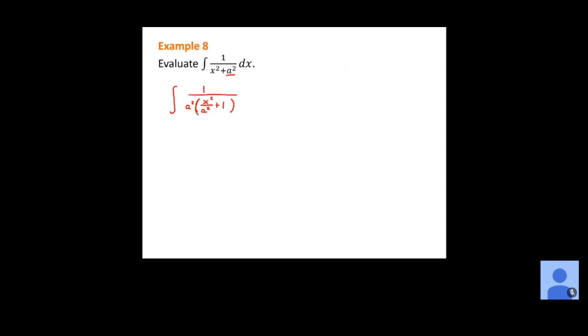Now, I also want to think of that first term as a u value that's being squared. So I'm going to write this as 1 over a squared times, and in here now I'm just going to write this as x over a all squared plus 1. So I'm basically just taking the square out and making that x over a all squared.